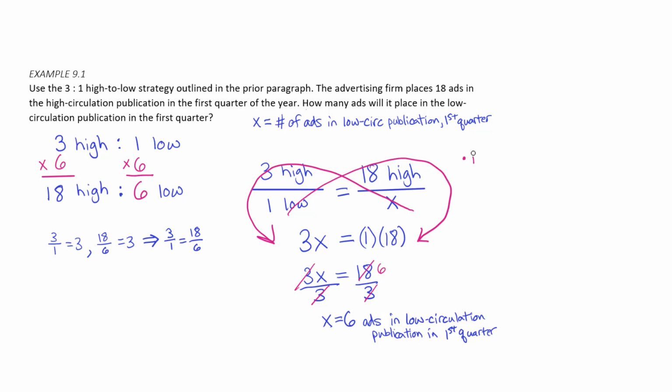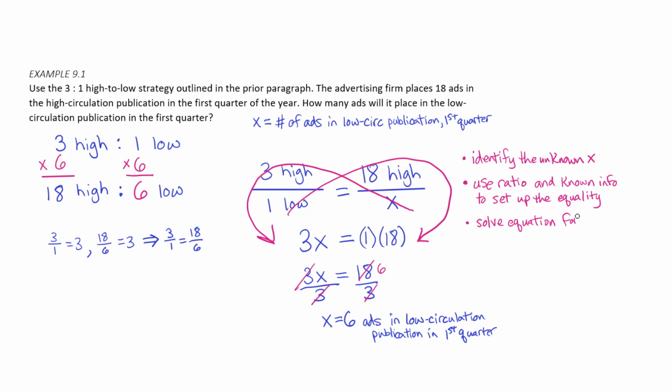First, what we did is we identified our unknown, call it x. Second thing is to use the ratio and the known information to set up the equality. And the final thing is to solve the equation for x. So we identify the unknown, x. So we figure out what exactly it is that we're searching for, and we call it x. Then we set up the equality using the ratio and the information given in the problem.